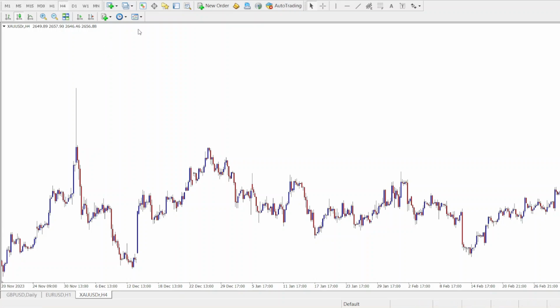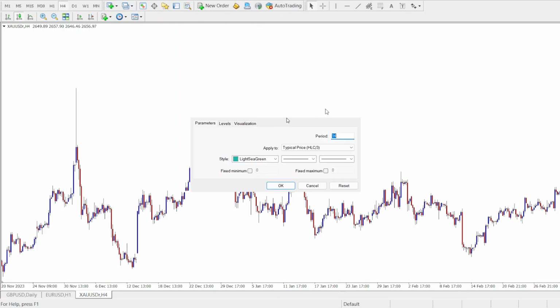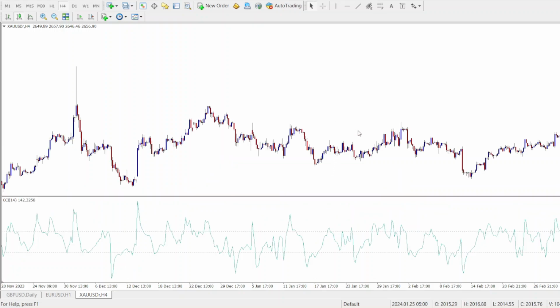Now let us just add it to our chart. You go to oscillators and then you go to commodity channel index. Now you might just want to use the default settings. Let's just use the default settings that we'll find there. Now the CCI indicator typically fluctuates between values of plus 100 and minus 100.